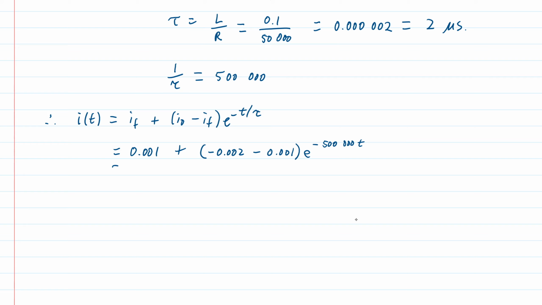And we can clean up these numbers here. So I have 0.001 plus, I should write minus here, so minus 0.003 e to the negative 500,000 t. And that's it. That's the final solution for the transient behavior of this circuit.